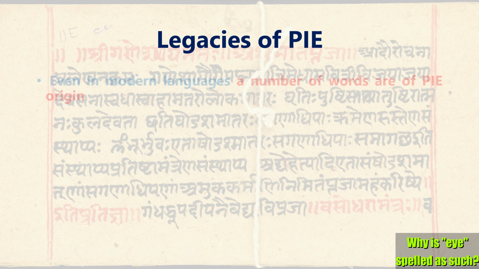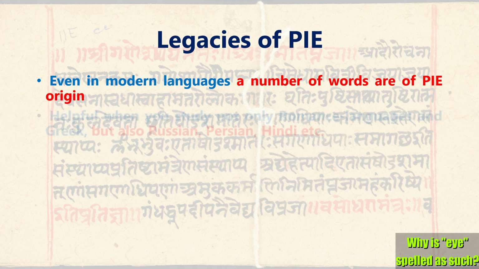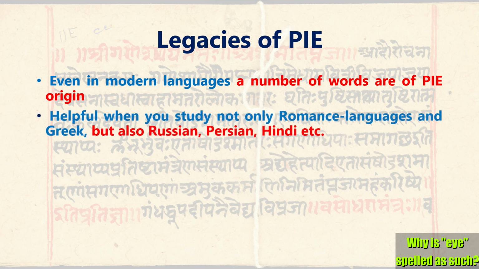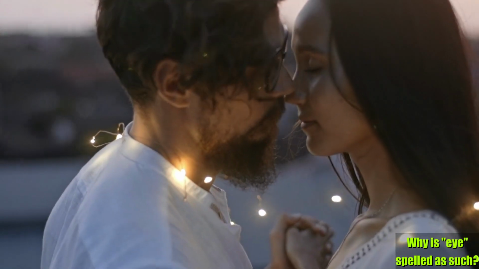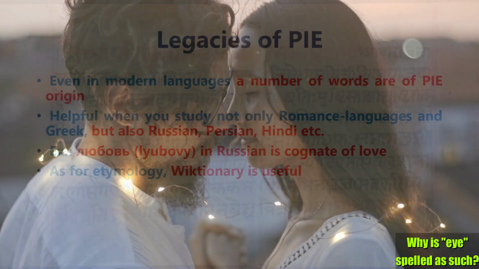Therefore, many words in Indo-European languages used to be the same one in ancient times, and there are still many words of PIE origin. Having knowledge on such history and connections can be useful when you study not only Romance languages and Greek, but also Russian, Persian, Hindi, and many others. For example, the Russian word for love is любовь, which has the very same etymology as the English word love, and is relatively easy to learn if you know English love.